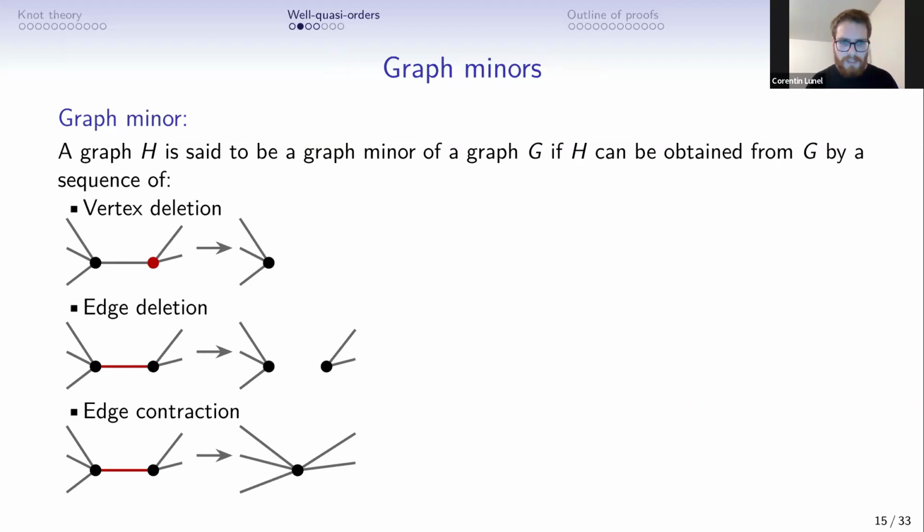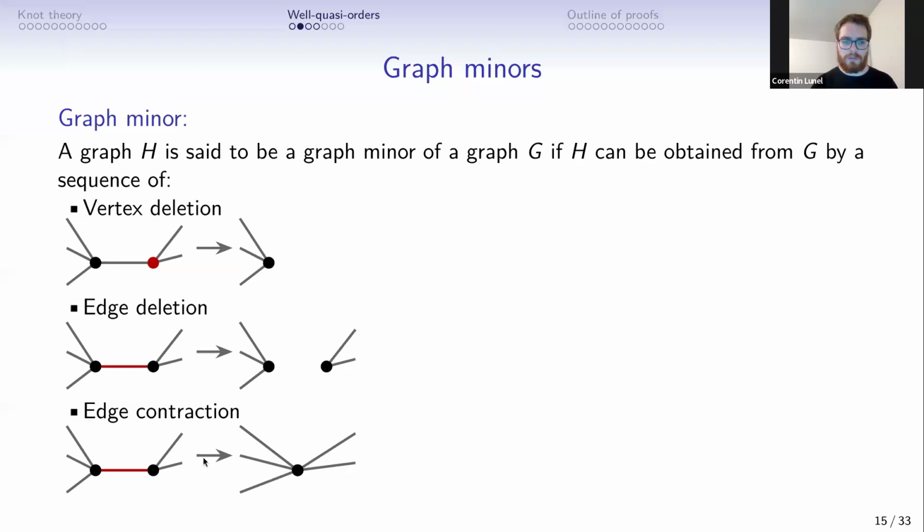On graphs, we have an operation and a relation called the graph minor relation. A graph H is said to be a graph minor of a graph G if H can be obtained from G by a sequence of vertex deletions, edge deletions, and edge contractions. A vertex deletion is just removing a vertex and its incident edges. An edge deletion is just removing an edge.